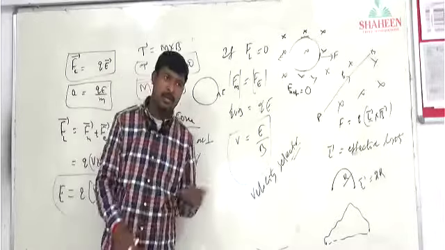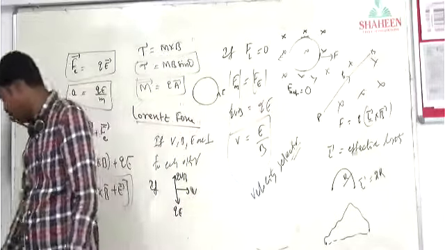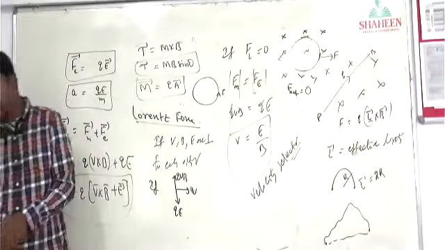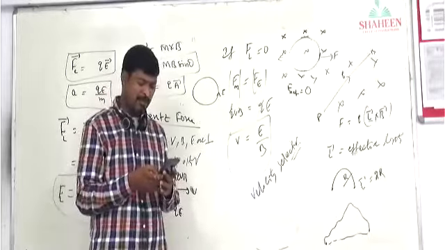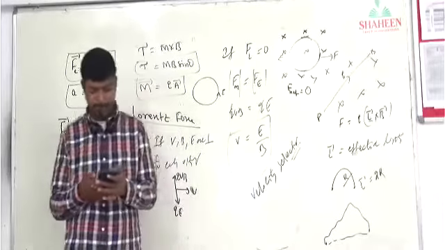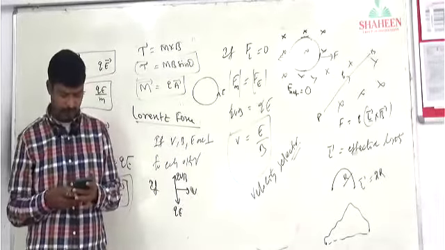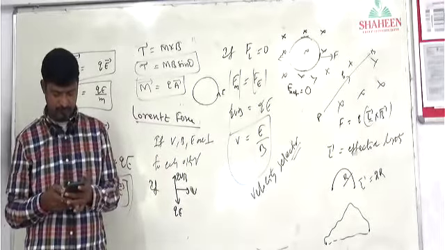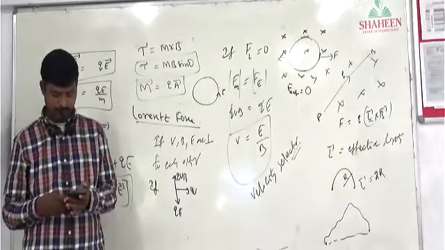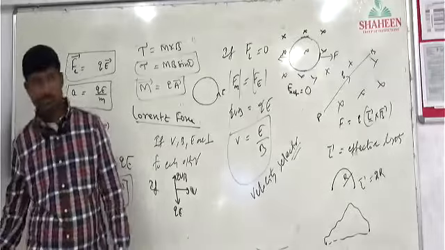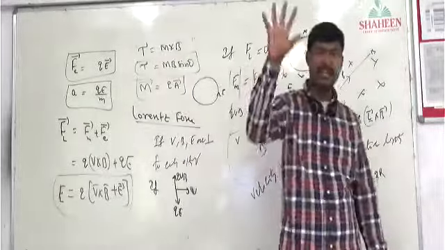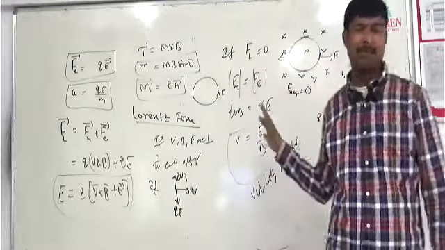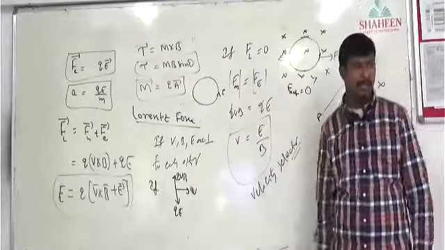Is it clear now? Torque and force on a moving charged particle or current-carrying wire. This is entirely the concept of moving charge magnetism. In the first part I discussed the magnetic field and how to calculate it. In the second part I discussed the force on a moving charged particle.